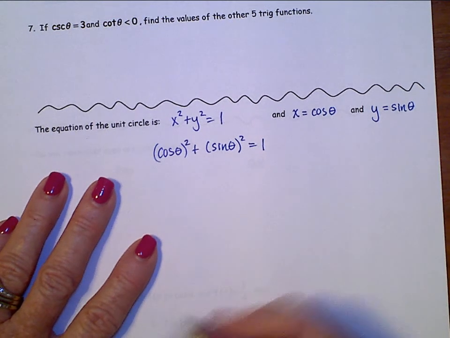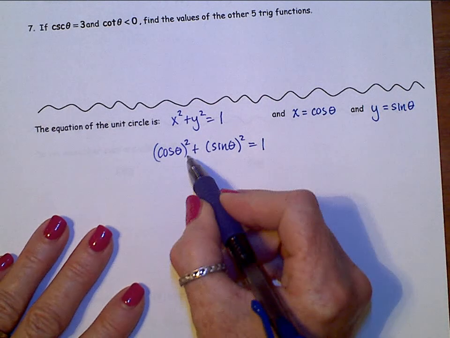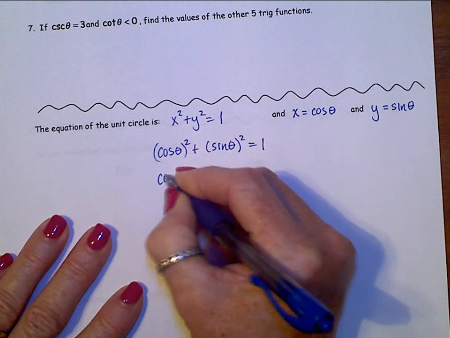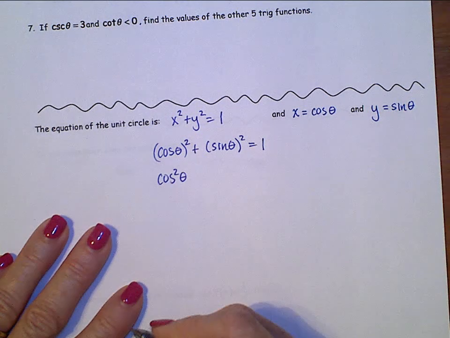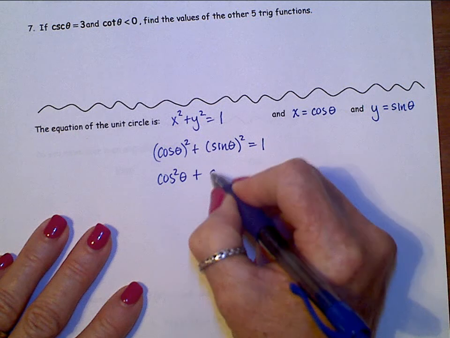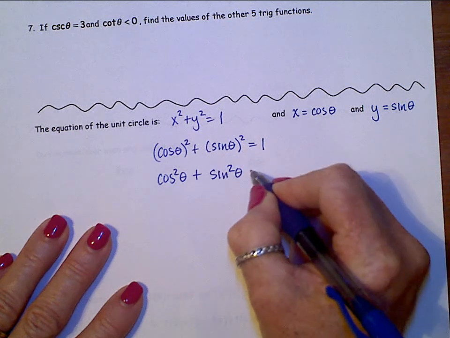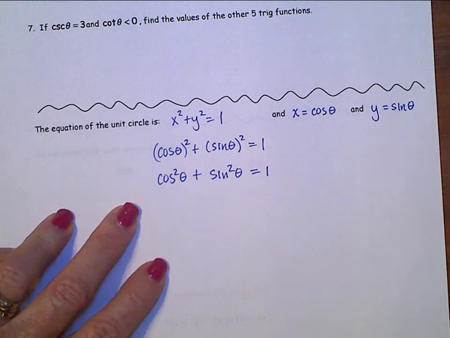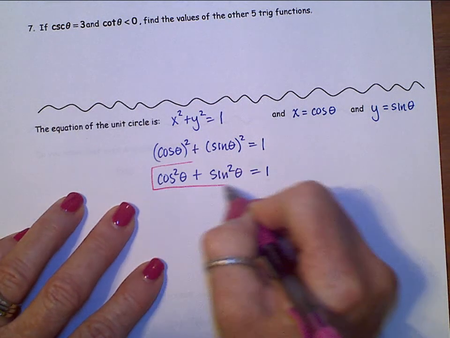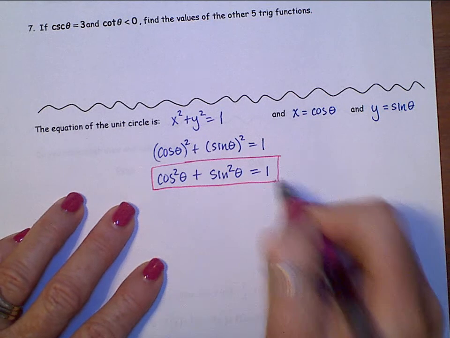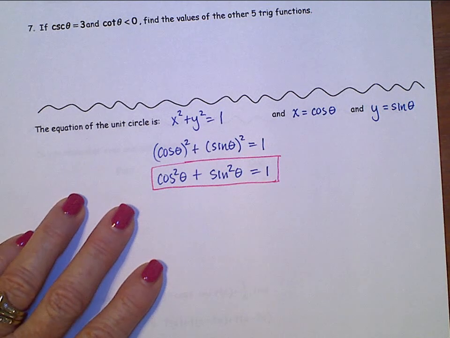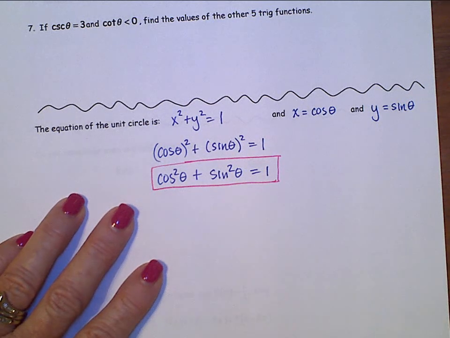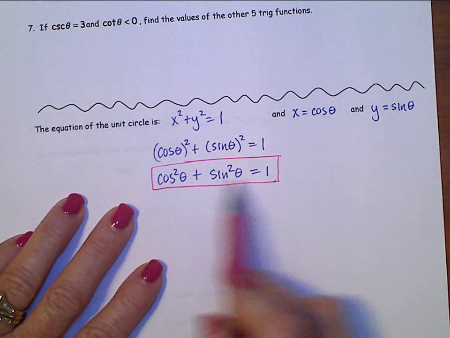A bit of notation here is to get rid of these parentheses. The way we can write this is cosine squared theta plus sine squared theta equals 1. That is an important equation called an identity, because it is true for all values of theta. No matter what theta is, this equation is true.